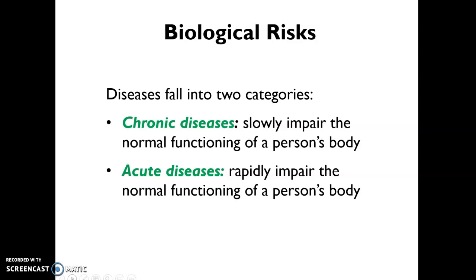Acute illnesses or acute diseases are those that rapidly impair the normal functioning of a person's body. So for example, a heart attack or a stroke would be an acute disease, something that rapidly impairs the normal functioning of the person's body.